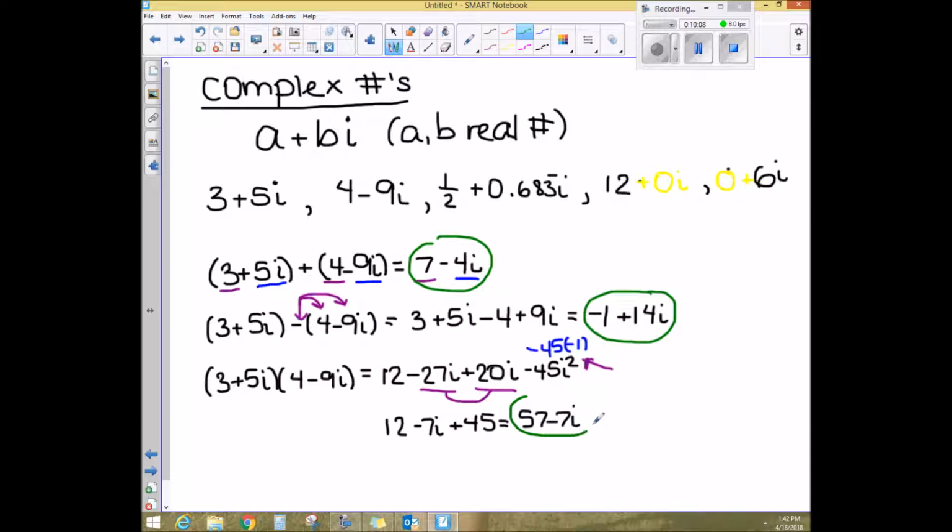After we FOIL, our outside and inside terms are usually the same, just like they were when we had x's and y's. But now our first terms and last terms are also alike after we replace the i squared with negative 1. Negative 45 times negative 1 became positive 45. And then we could combine them together.